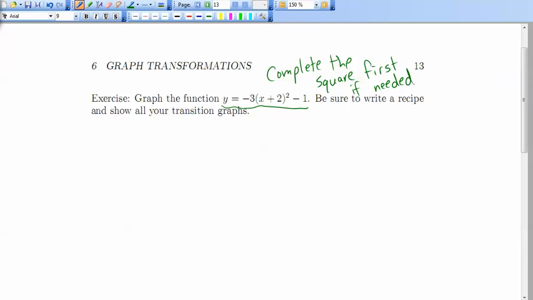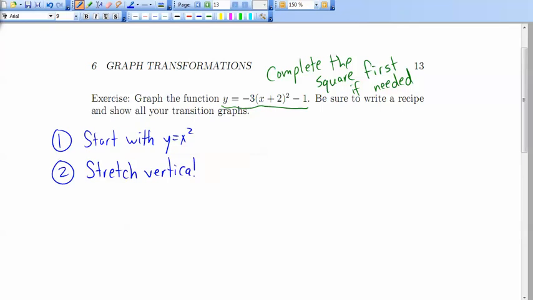Now let's write a recipe as to what each of these things are going to do. We're going to start with our basic prototype. Start with y equals x squared. So that'll be the first graph we draw. And then the second graph we're going to draw, we'll deal with that -3 out front. So we'll deal with it in 2 steps. We're going to stretch vertically by a factor of 3. Our graph will get a lot taller. And then the fact that it's a -3, we're going to reflect about the x-axis.